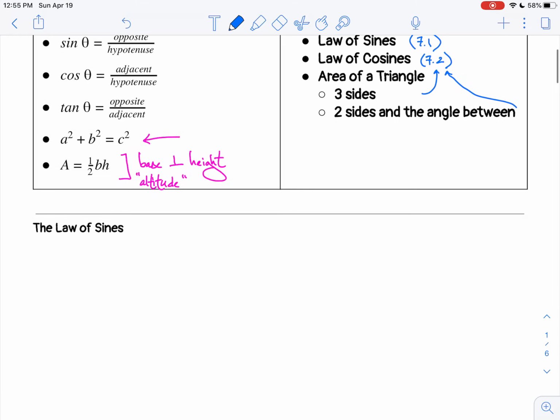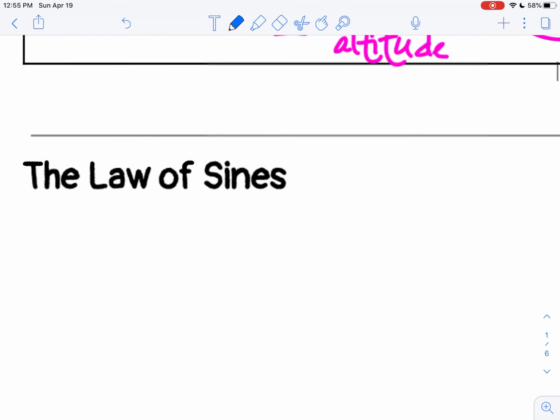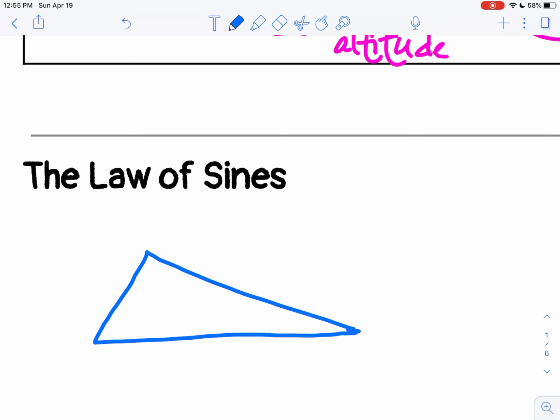So the law of sines, and I'm going to go ahead and draw a non-right triangle, and I'm also going to make it oblique, meaning the sides are not equal to each other. None of the sides are going to be the same, okay? And so let's go ahead and draw one here. All right, so I've got a non-right triangle. I'm going to label this vertex A, I'm going to label this vertex B, and I'm going to label this one C.